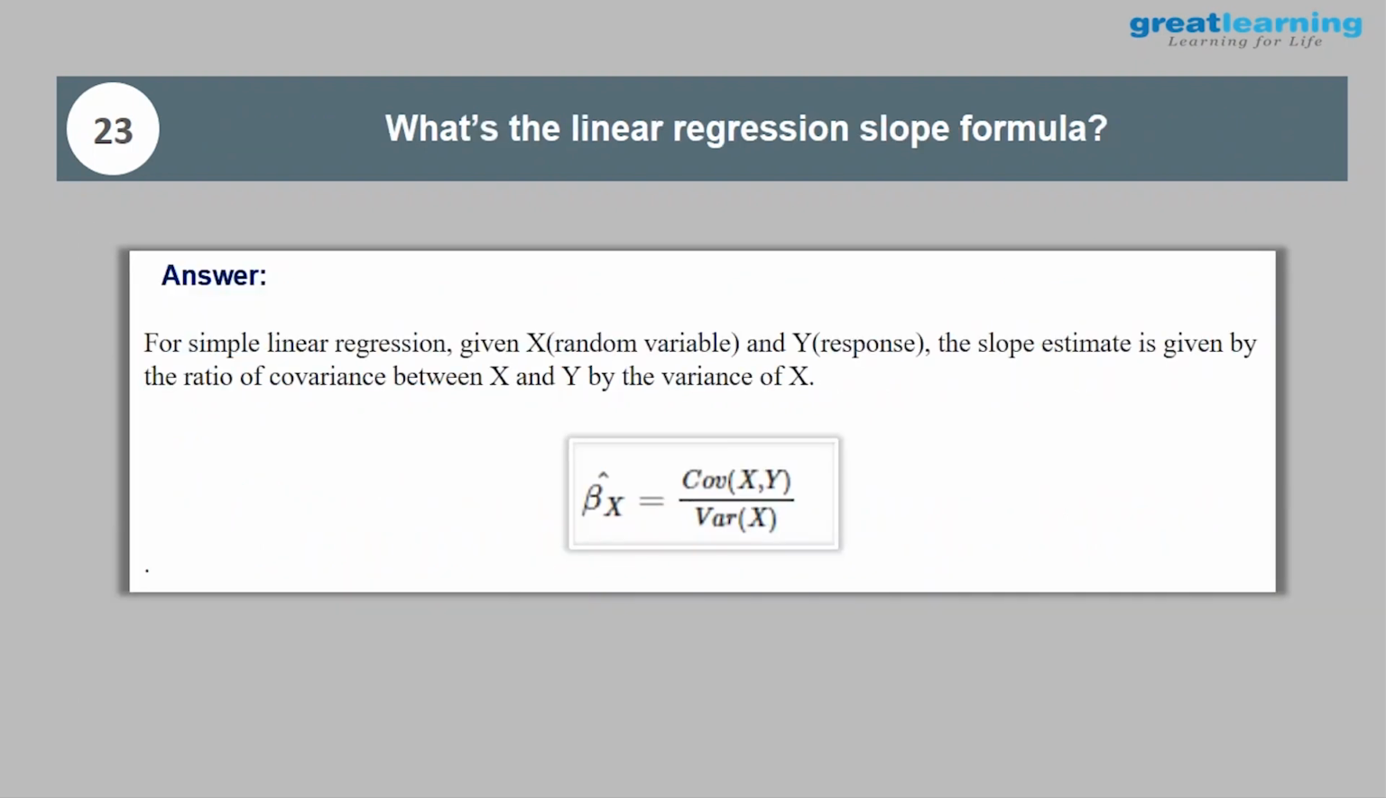Now let's have a look at the linear regression slope formula. For example, for simple linear regression, given x the random variable and y the response or dependent variable, the slope estimate is given by the ratio of the covariance between x and y to the variance of x. So in the formula we can see covariance of x and y divided by variance of x. This is how we calculate the regression slope.